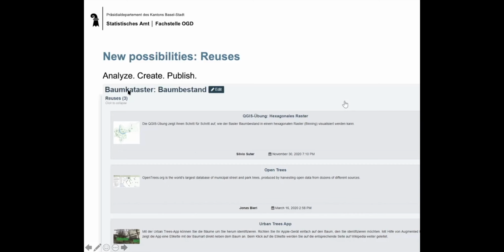For example, here we have the Baumkataster, which is the collection of all the trees and all the metadata about the trees in Basel. And there were 3 uses, for example, this app, and this is a really cool app, the Urban Trees app. They use our data set, and if you install this on your cell phone, you have this augmented reality feature. You can point your cell phone at a tree and the app will show you the metadata of this tree. How old is it? What's the species? When was it planted? When is it going to be cut down? All this metadata. A really cool thing.